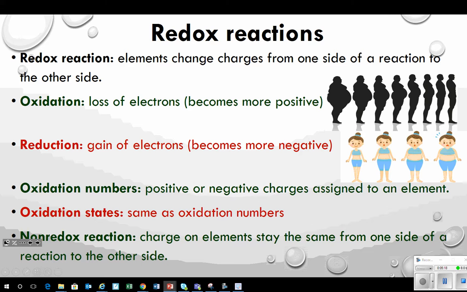Okay? So in redox, the elements change charge. Another key for actually identifying redox reactions: if you have an element by itself and then on the other side it becomes part of a compound, or if you have an element that's part of a compound and then becomes an element by itself, that's going to be a redox reaction. That's a clue that you have a change in charge.